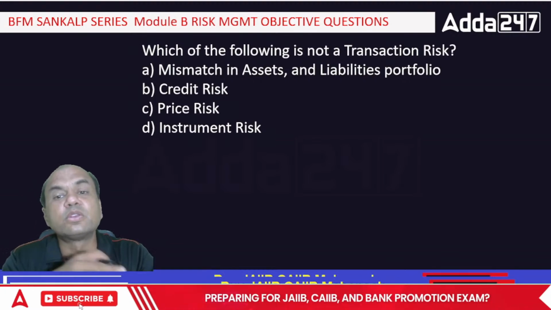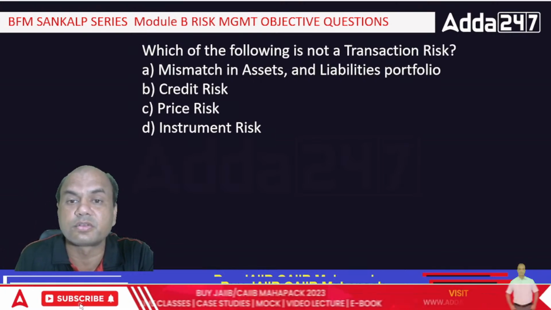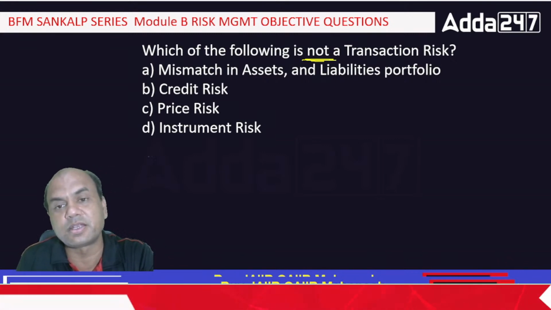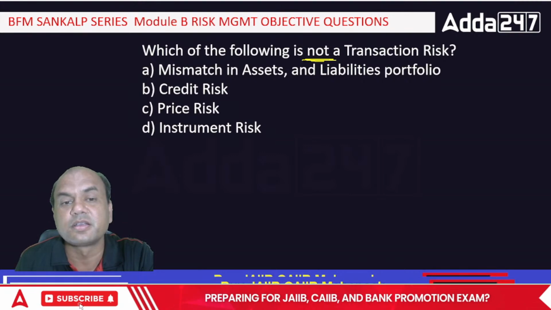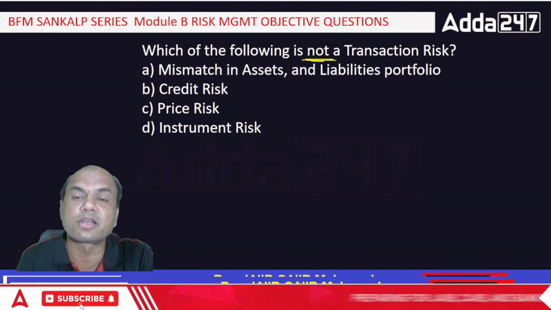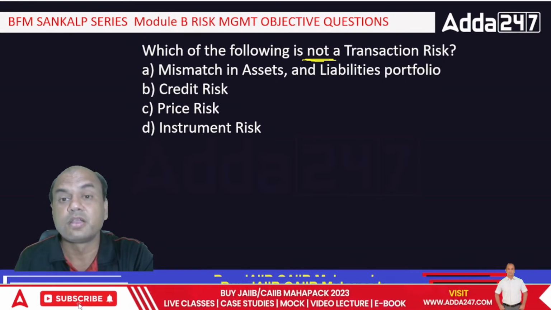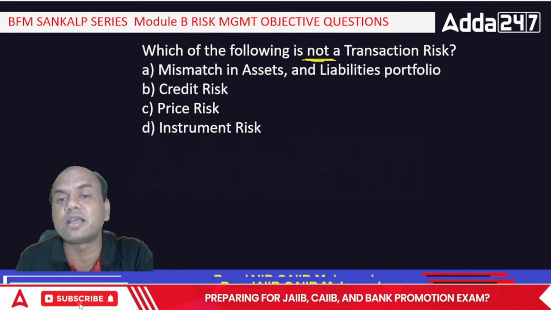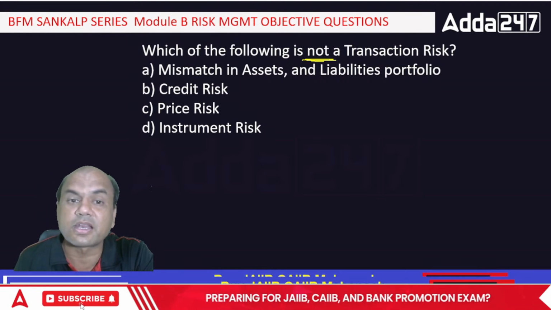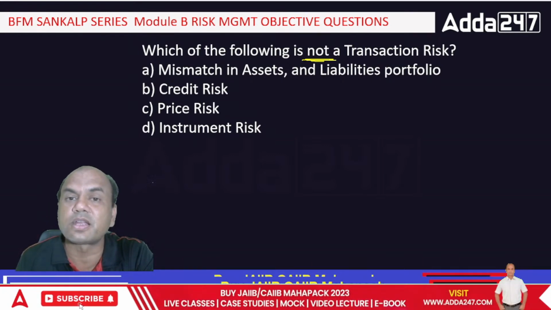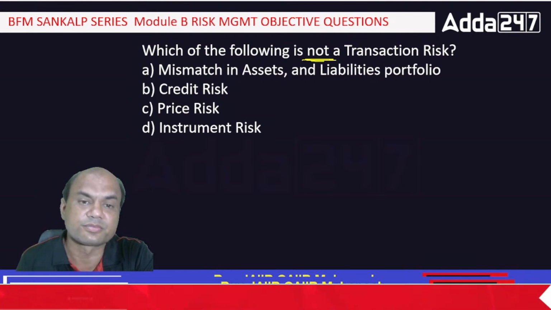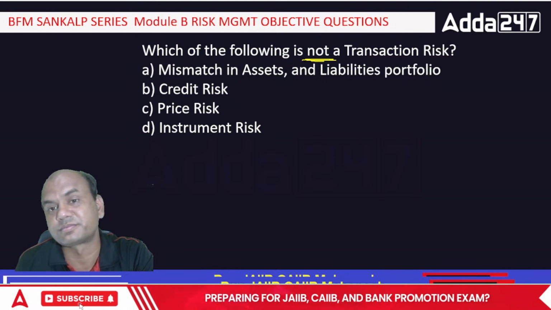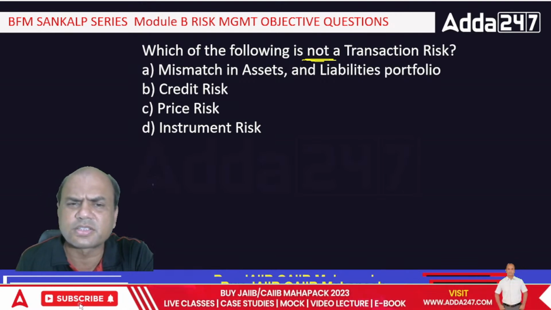Which of the following is not a transaction risk? Not. Okay, we want not now. Look at this. Mismatch in assets and liabilities, credit risk, price risk, instrument risk. Not a transaction risk. Transaction means what? Anything related to a transaction. Price risk and instrument risk. What do you say should be the risk over here?